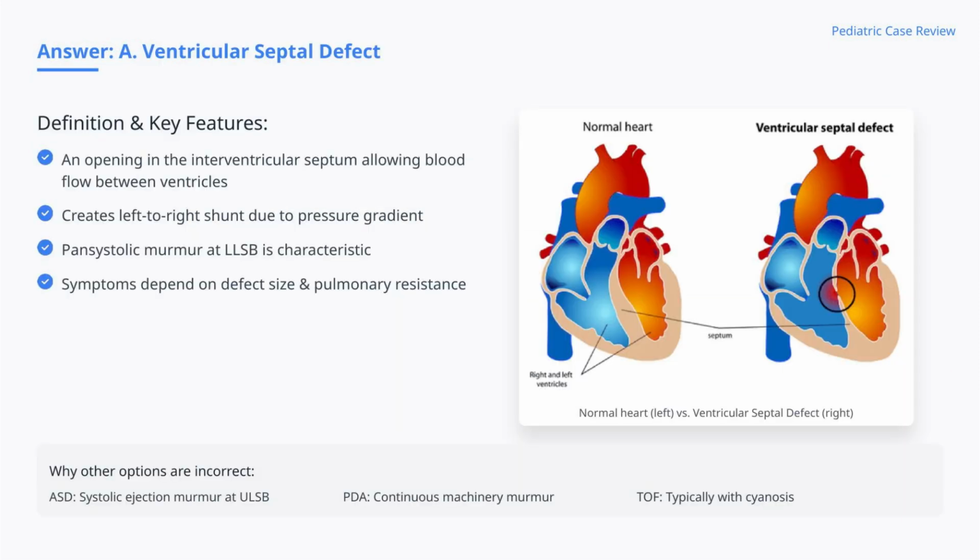Ventricular septal defect. A VSD is characterized by an opening in the interventricular septum that allows blood to flow from the left ventricle to the right ventricle due to the pressure gradient. This creates a pansystolic murmur best heard at the left lower sternal border. The infant's symptoms of poor feeding and excessive sweating suggest heart failure from pulmonary overcirculation. In contrast, atrial septal defects typically produce a systolic ejection murmur at the upper left sternal border. Patent ductus arteriosus creates a continuous machinery murmur, and tetralogy of Fallot usually presents with cyanosis and a systolic ejection murmur, not the pansystolic murmur described in this case.